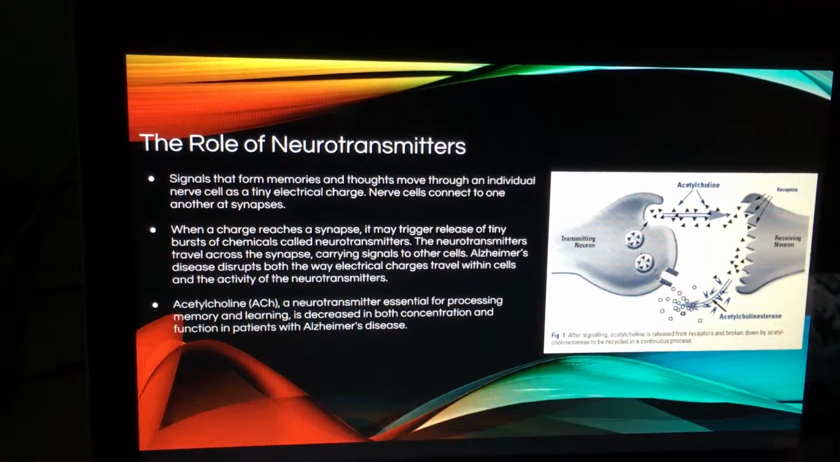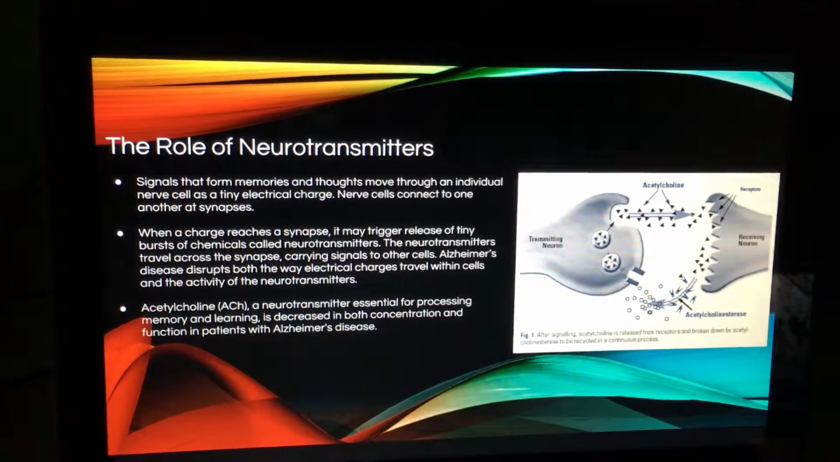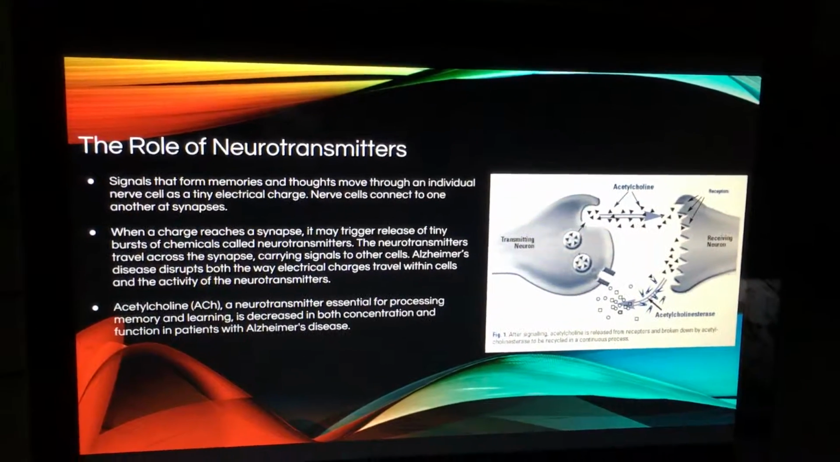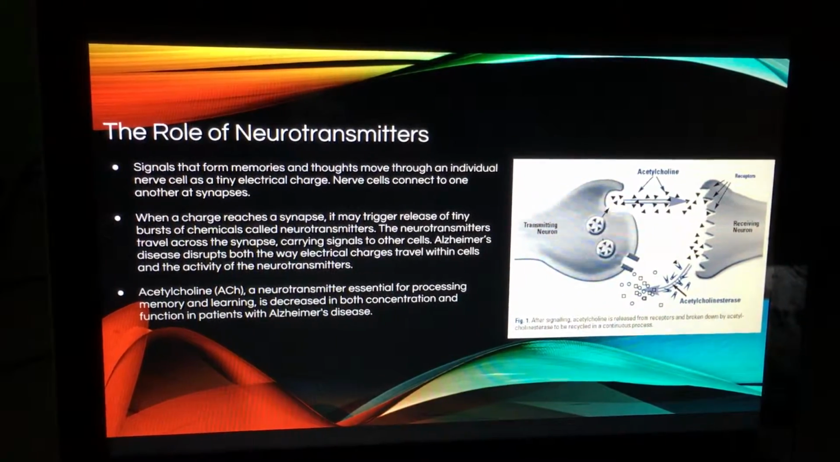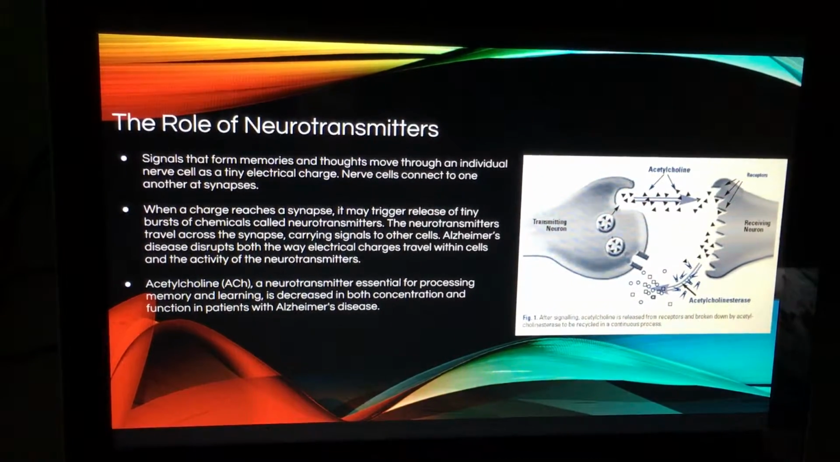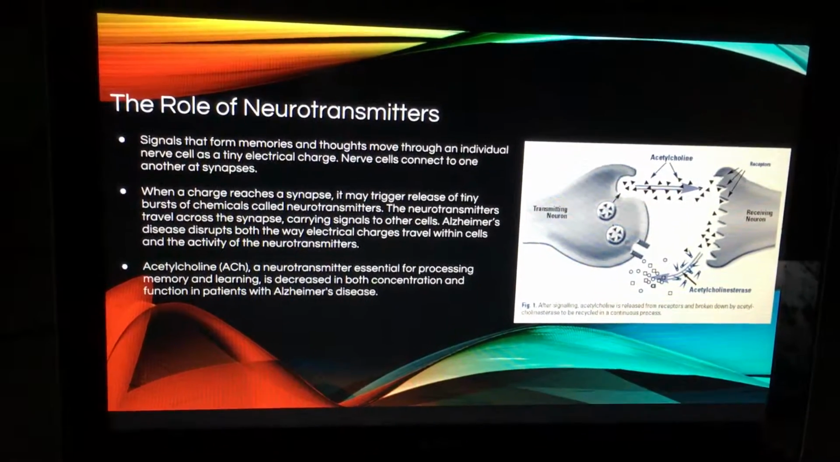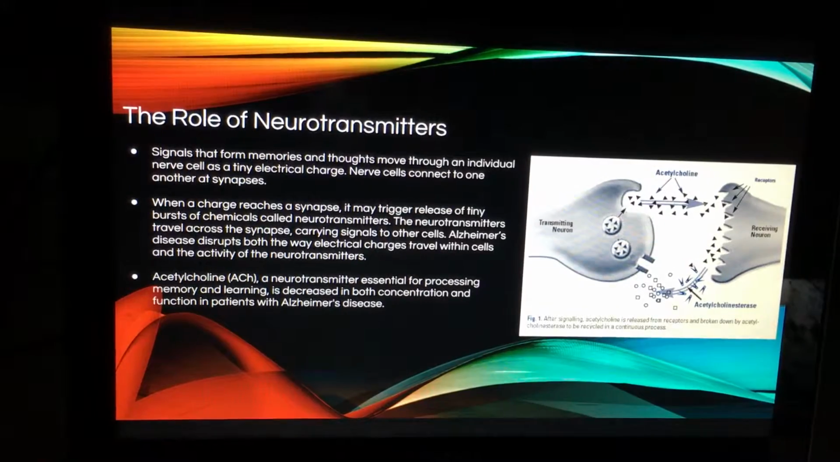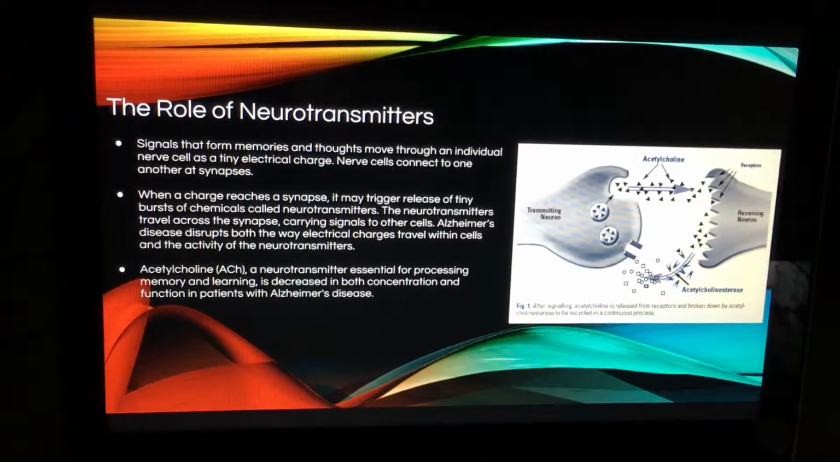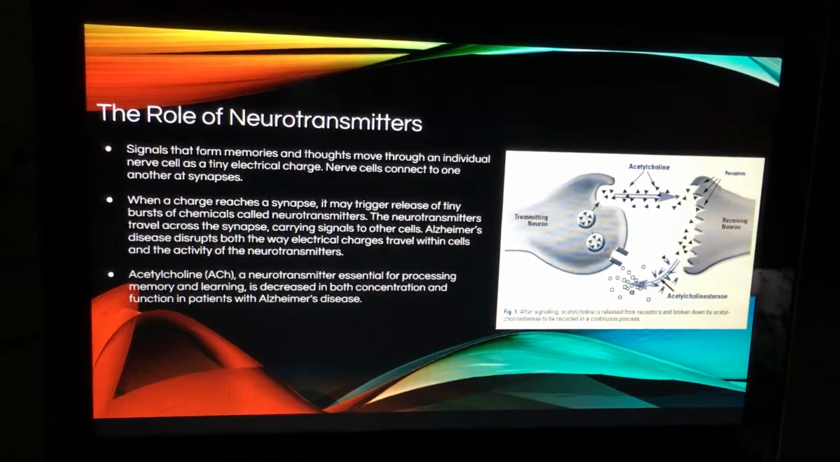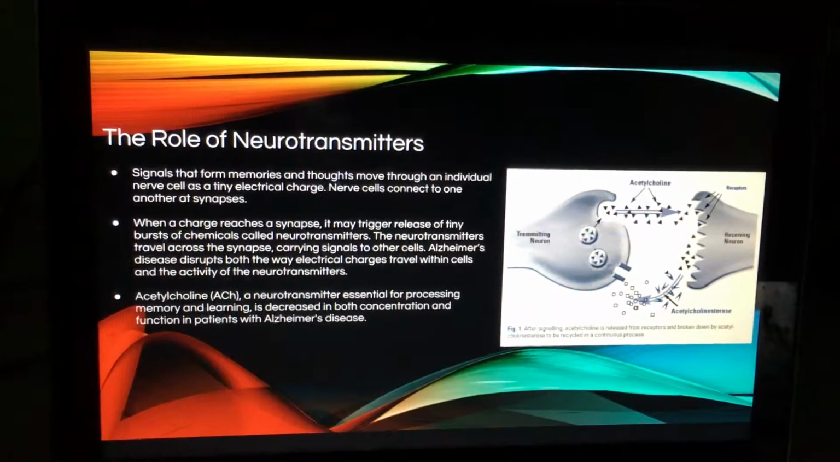Alzheimer's disease disrupts both the way electrical charges travel within cells and the activity of the neurotransmitters. Acetylcholine, a neurotransmitter essential for processing memory and learning, is decreased in both concentration and function in patients with Alzheimer's disease.